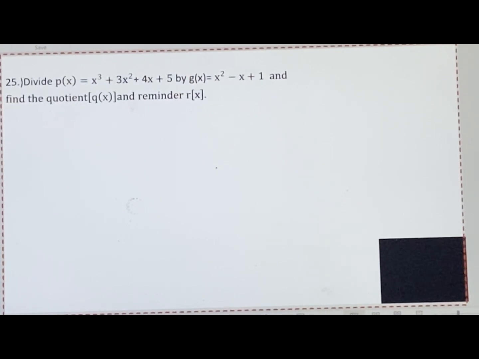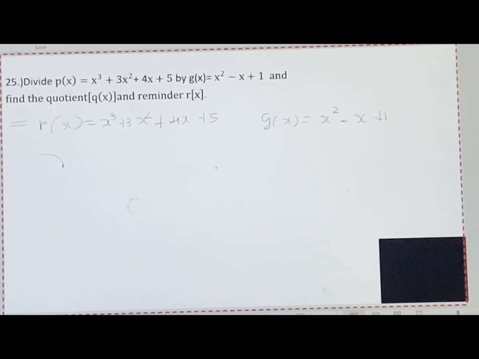Okay, so here we need to divide p of x by g of x to get the quotient q of x and remainder r of x. So now first we need to write what is the given data. Okay, so here they have given p of x. p of x is nothing but x cube plus 3x square plus 4x plus 5, and they have given g of x. So g of x is nothing but x square minus x plus 1. So this is g of x. Now find the quotient and r of x. So that q of x and r of x we need to find out.